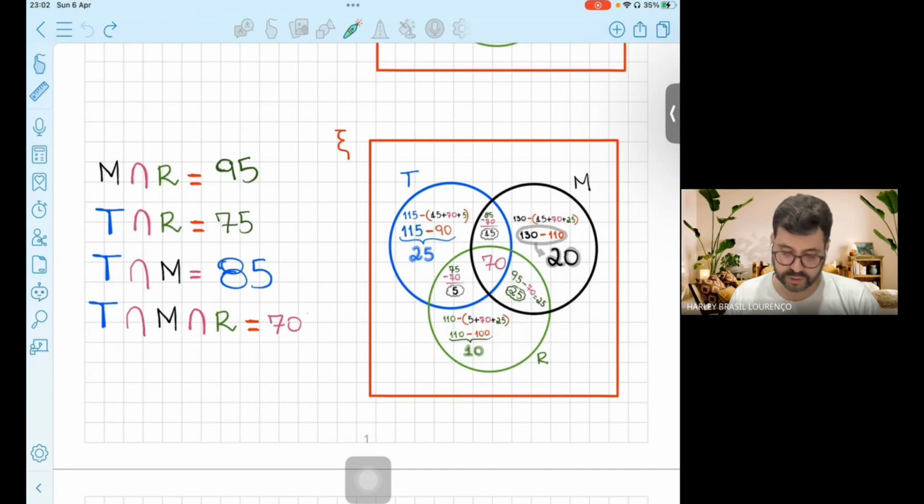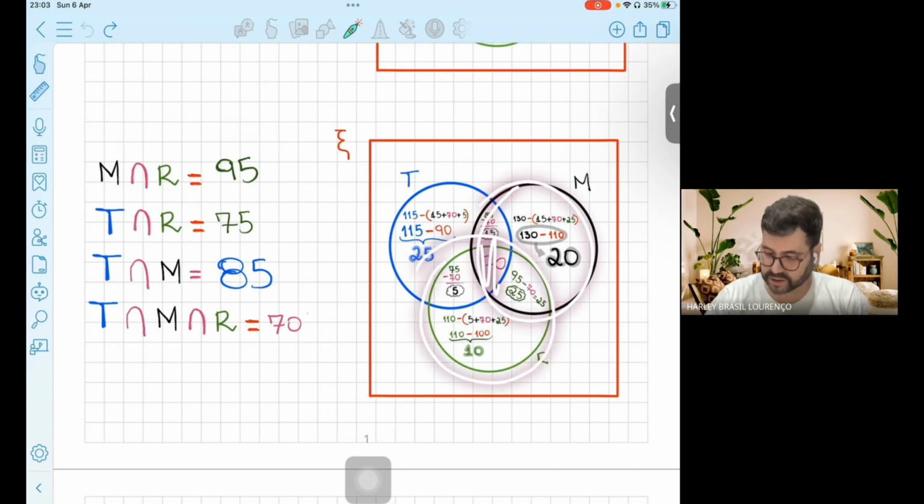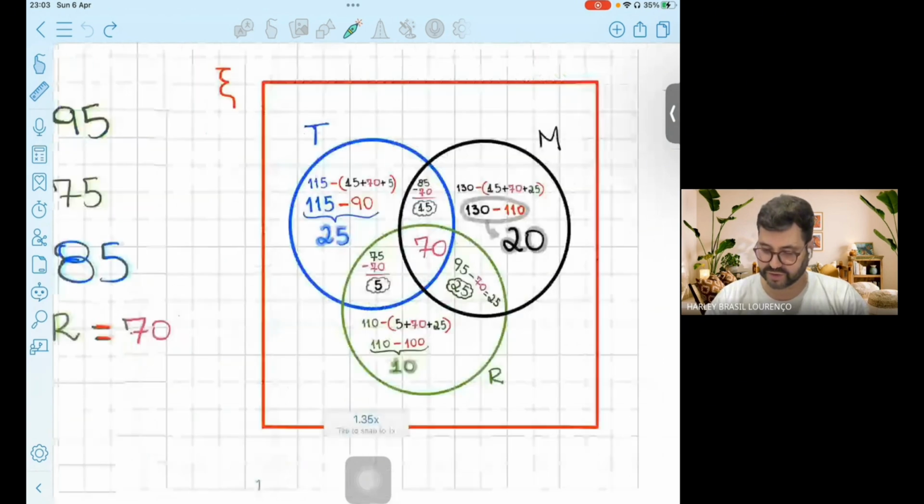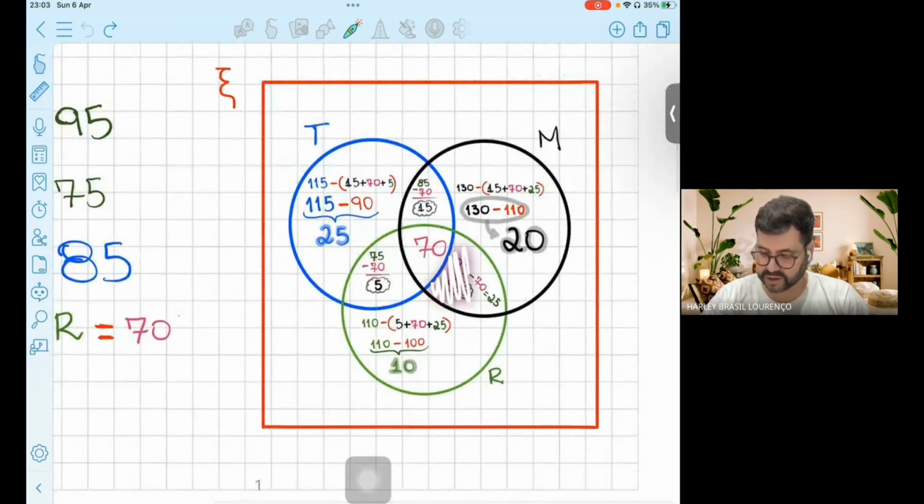Well, they told me that the number of people that like magazine and radio is 95. So magazine and radio, this area right here. But I know that I have 70 here. So 95 minus 70, 25. I just found this area right here. The question is not asking for that. It's just an extra that I'm telling you.